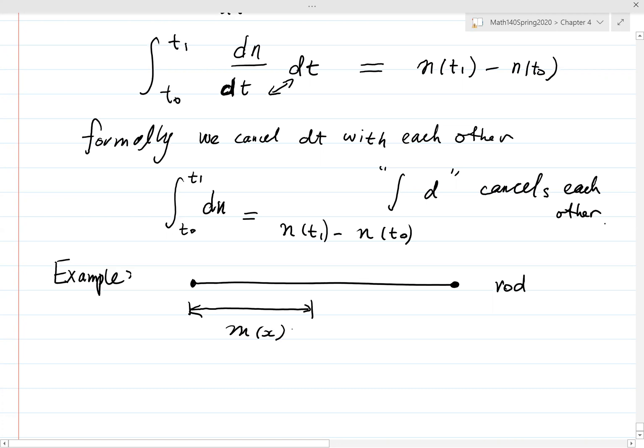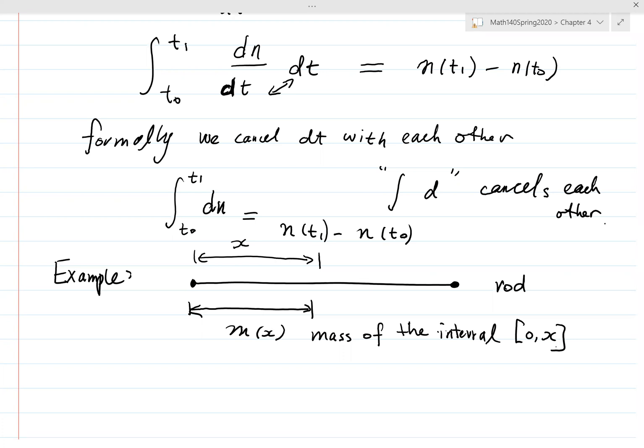Now the linear density: how this m(x) changes with respect to the length x. So this is x, the length is x. This is the mass of this part of the interval 0 to x. Okay, the length of the left side from 0 to x. So m(x) is the mass of this segment.